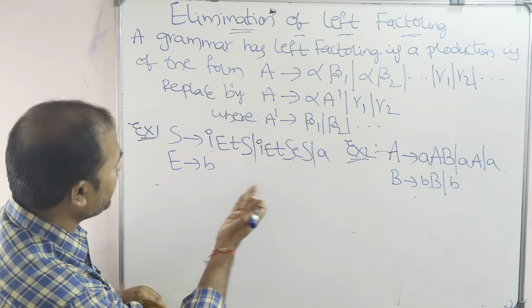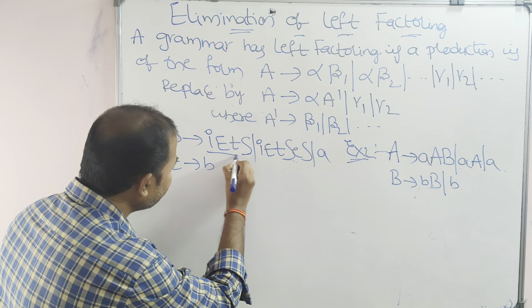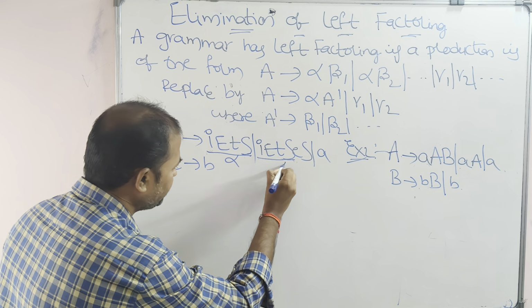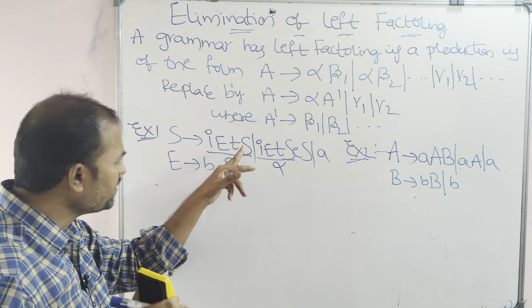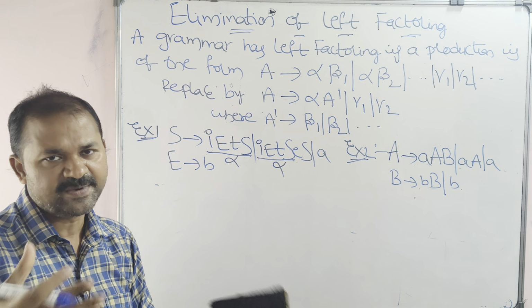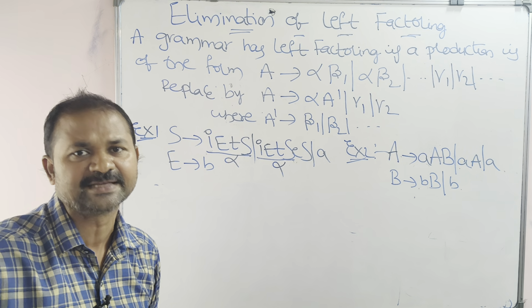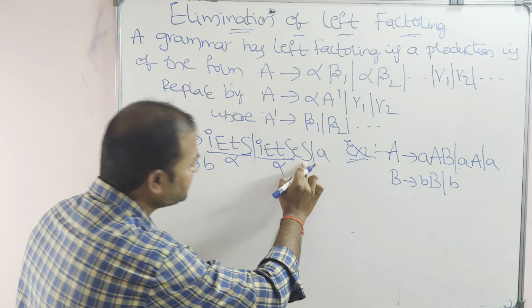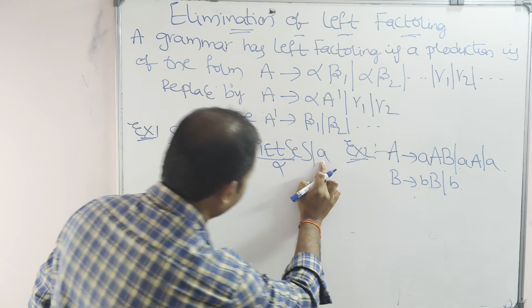Let us see the common symbols here. iEtS is common in both the productions. So this is nothing but alpha. Beta 1 means epsilon. Why? Because epsilon into any string is that string only. Whereas beta 2 is eS, gamma 1 is a.